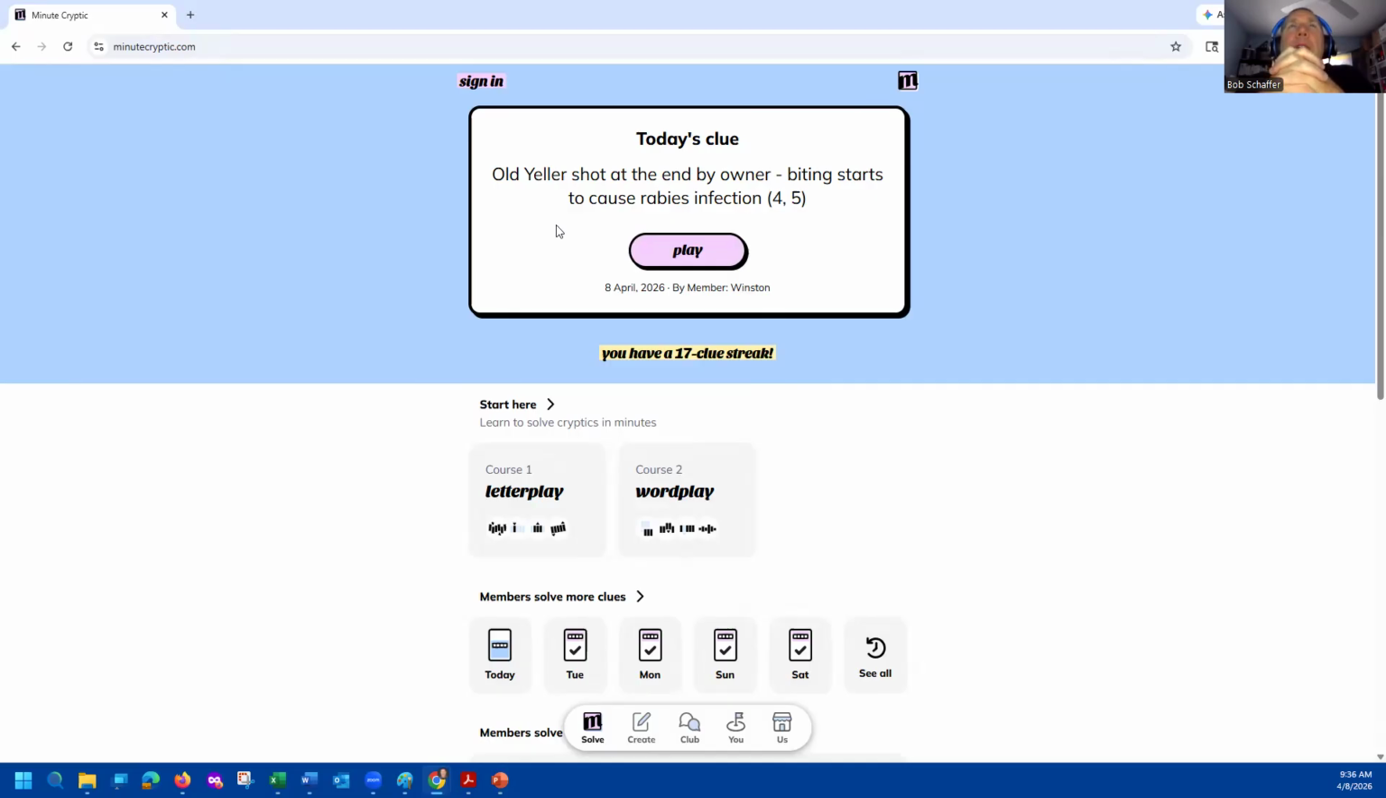Old Yeller. Old Yeller is 9 letters. They could get rearranged. But then at the end by owner, biting starts to cause rabies infection. It's a really long definition, so that's not likely. Old Yeller. What else could Yeller be? Could old be just an O?